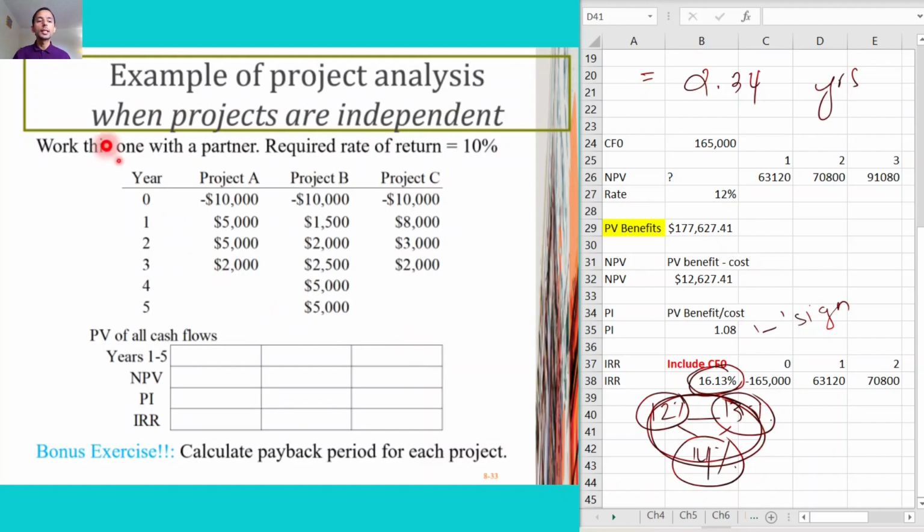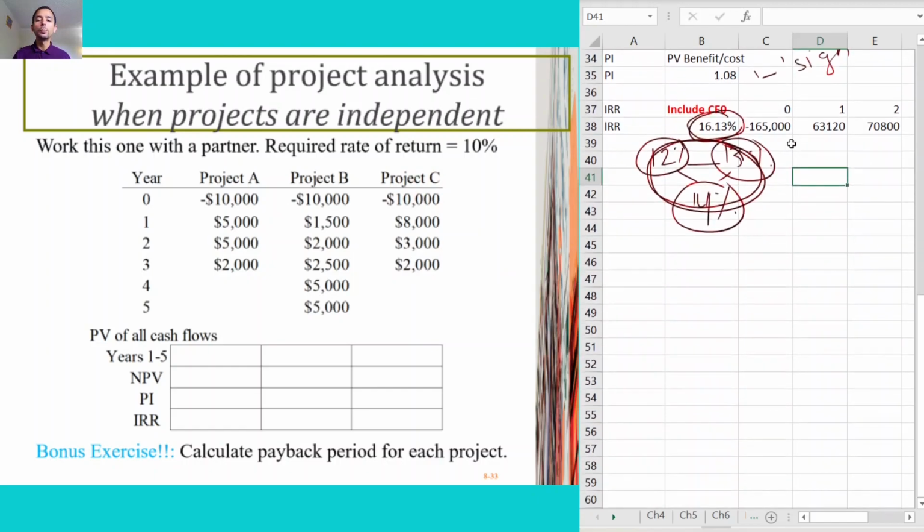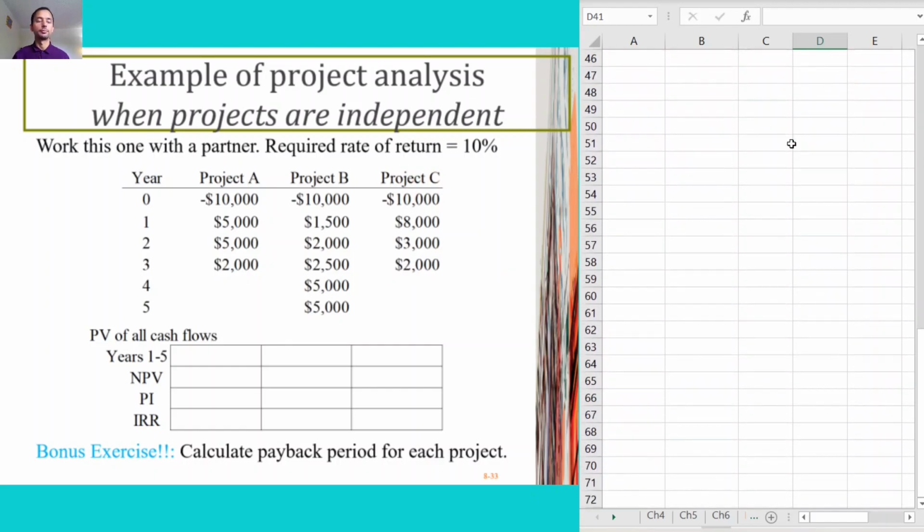Example of project analysis when projects are independent. Let's do this for each of these projects. For projects A, B, and C, can you do it? Do you want to pause the video and find all four: payback period, NPV, PI, and IRR for project A, then B, and then C? Do you want to try for each of these projects and then come back? I hope you paused and now you're back. So let's do this.